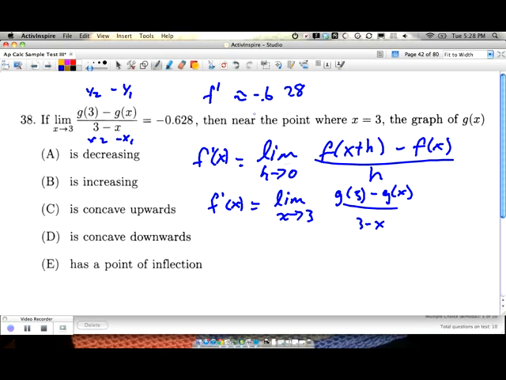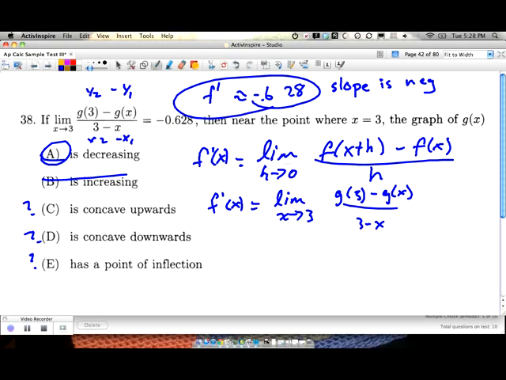Negative 0.628. That means that the slope is negative. If the slope is negative, it's definitely not increasing. Maybe it's concave upwards, maybe it's concave downwards, but I don't even know. Maybe it has a point of inflection. It could be one of those, but I definitely know that it's decreasing. These are possibilities, but I definitely know it's decreasing because slope is negative. Next.